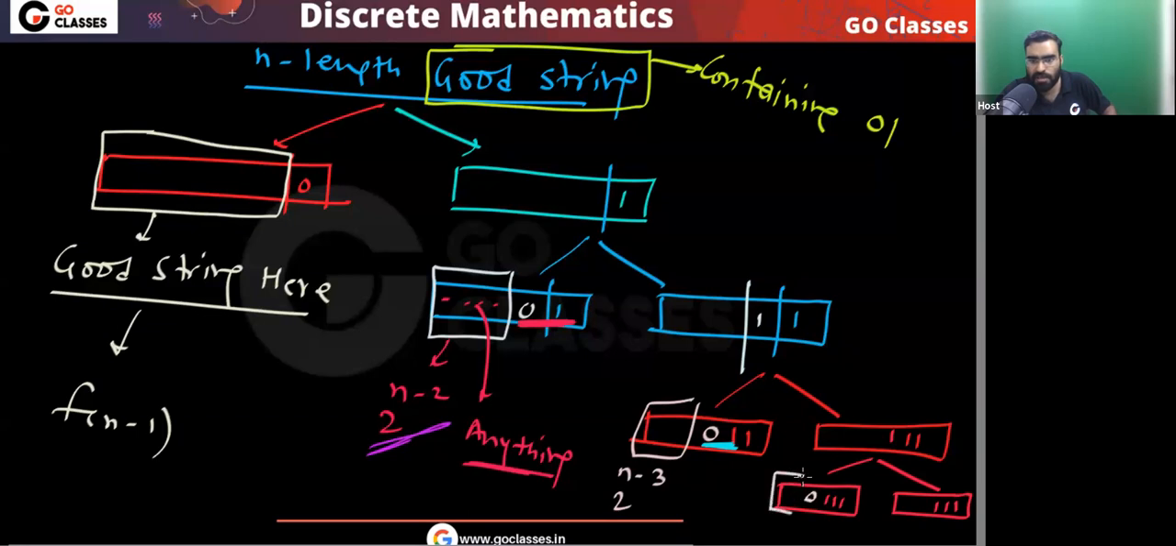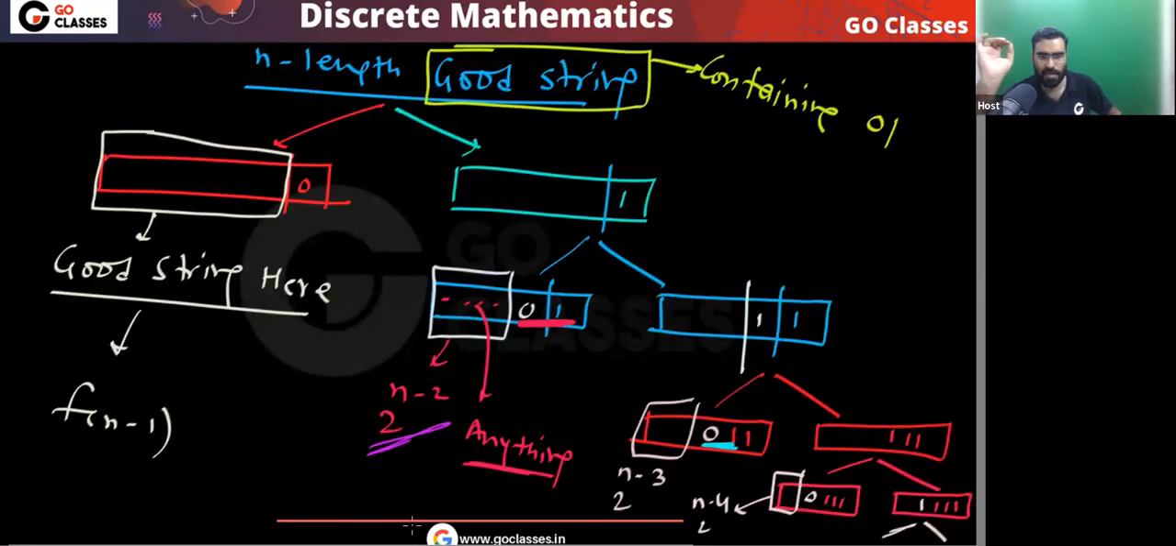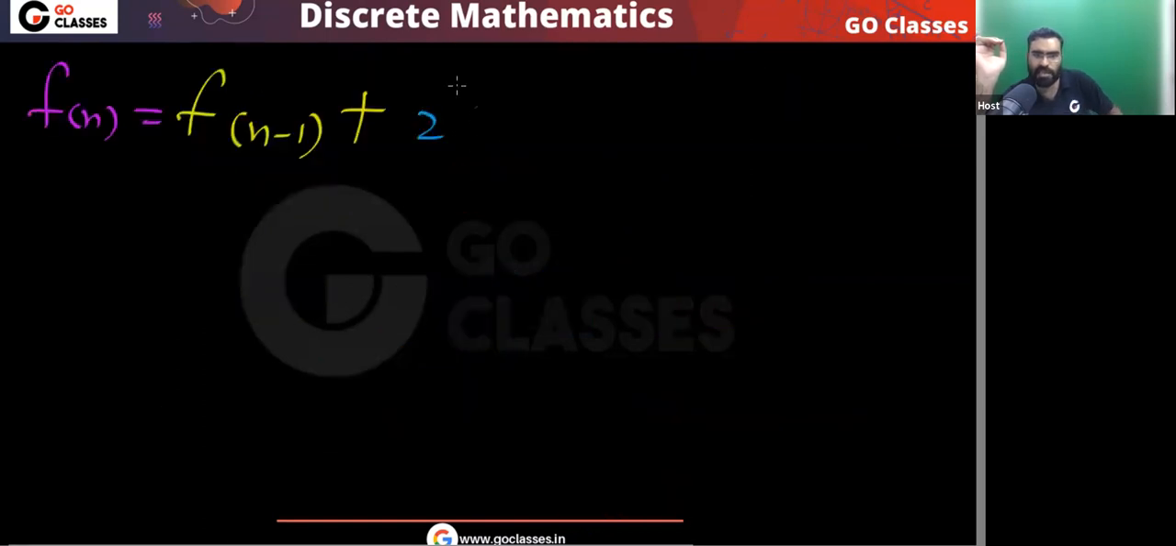If you have 0 here, then you can put 2 power n minus 4. And if you have 1 here, then again the same story will continue. Did you understand? So what did I get? I got Fn equal to Fn minus 1 plus a series. Did you notice the series I am getting? 2 power n minus 2, 2 power n minus 3, 2 power n minus 4, and so on.